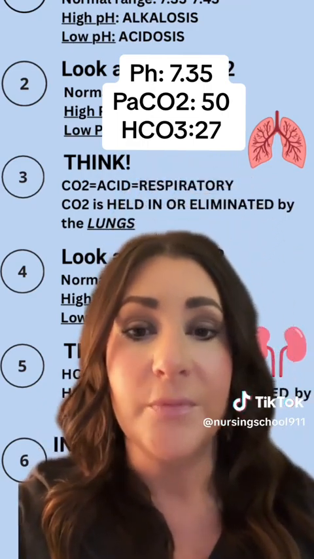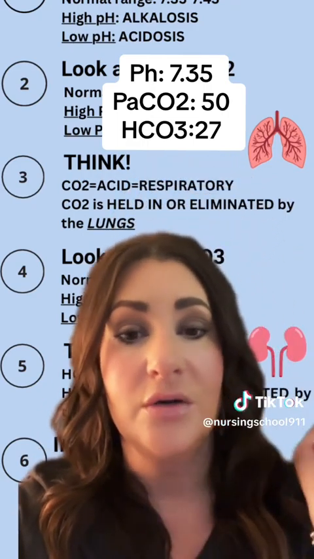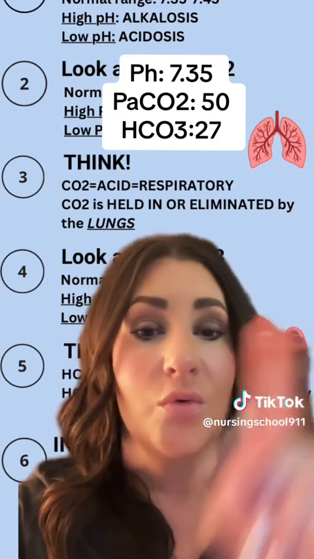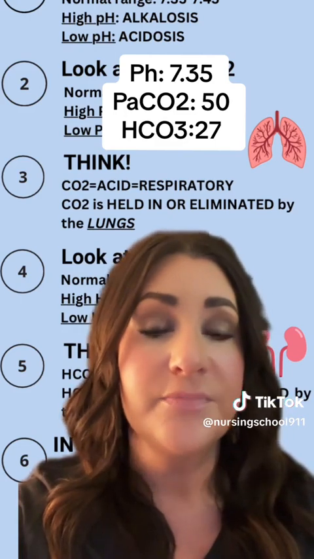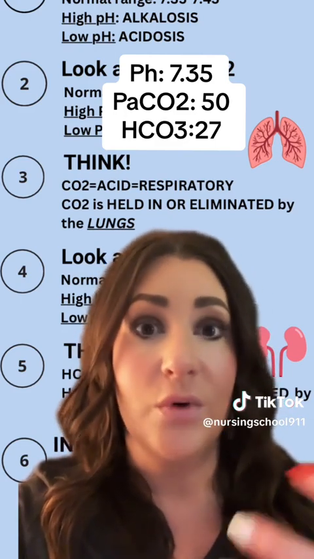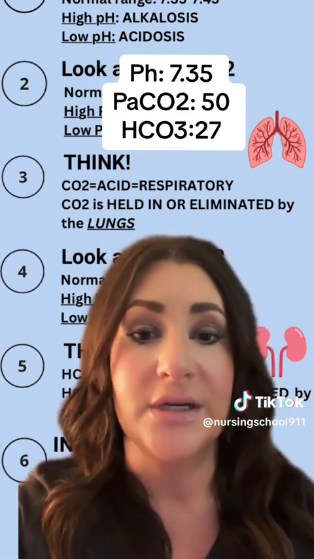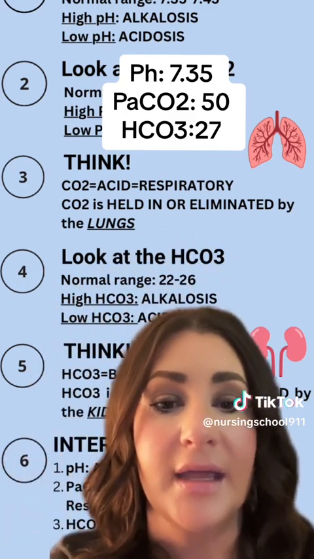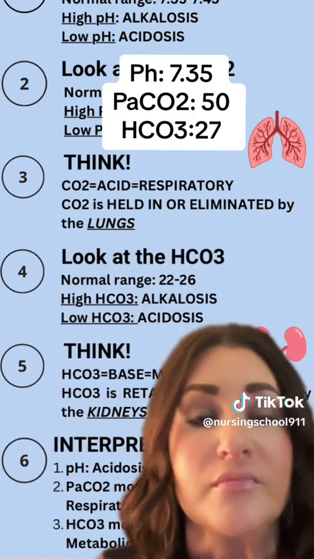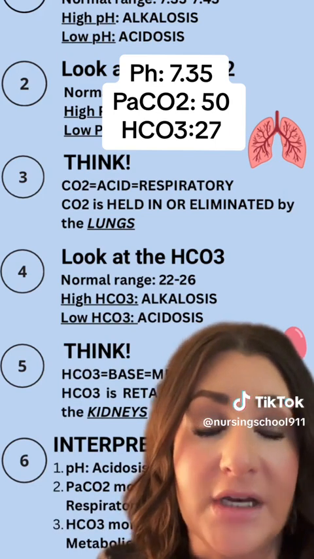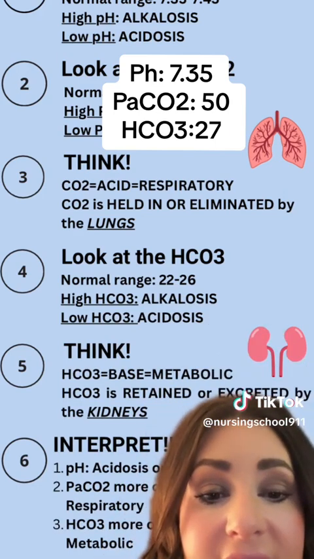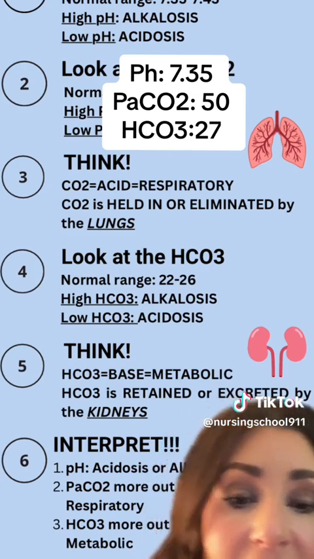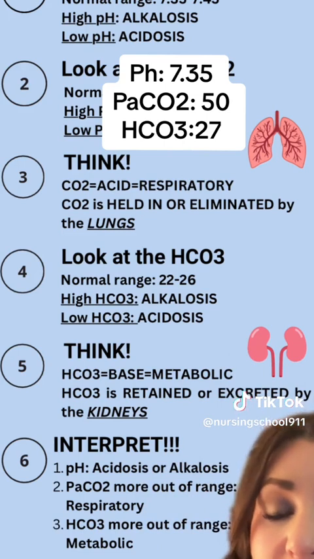Now we're going to think. CO2, acid, respiratory. So the CO2 is held in or eliminated by the lungs. So clearly something is going on here where the patient is holding in CO2. Now we're going to look at the bicarb. Is it out of its normal range? Yes, but not really. So we're going to think again, bicarb equals base equals metabolic. Then we're going to be ready to interpret, right?